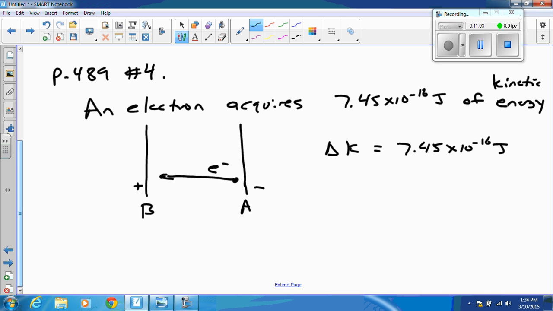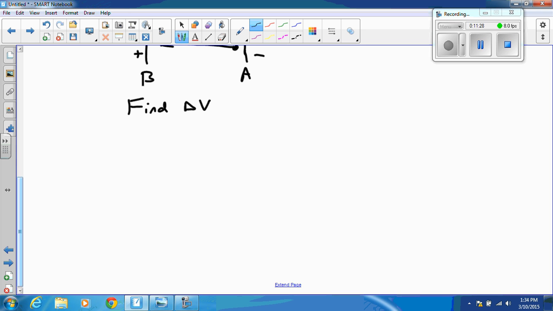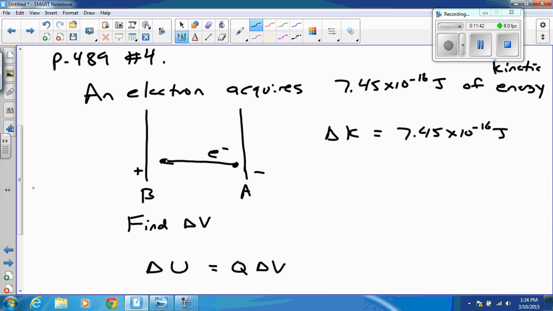Okay. So the next question is, what is the voltage difference between the plates? Now what's interesting about this is they don't give us a distance of separation between the plates. And that's okay. We don't need it. We're going to work strictly in energy terms to figure out the voltage difference here. Because we know that the change in potential energy is equal to the charge on the electron times its change in voltage.